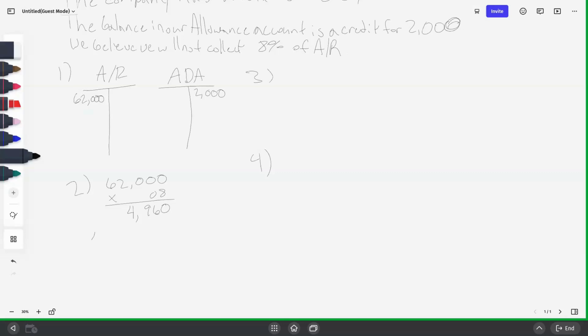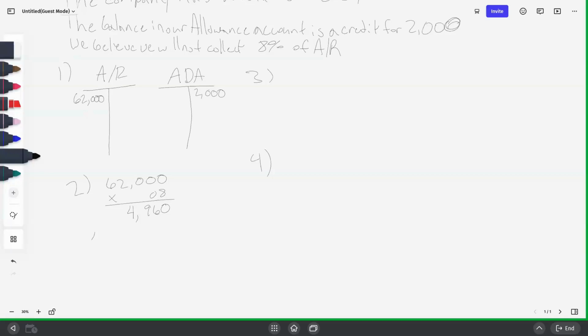So if we believe we will not collect 8% from accounts receivable, we're multiplying that by the total credit sales? Yes, so it's always going to be times the total credit sales. It just says we believe we will not collect 8% of our accounts receivable. Both questions said accounts receivable. You'll only ever get it from accounts receivable.